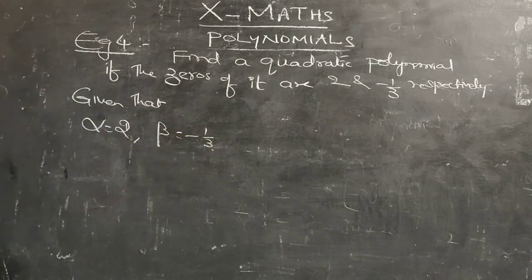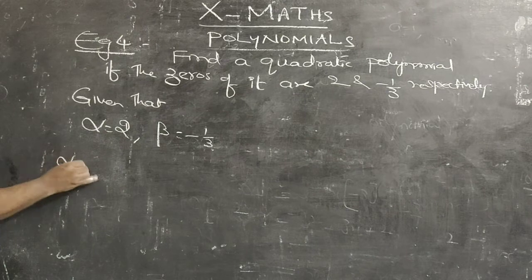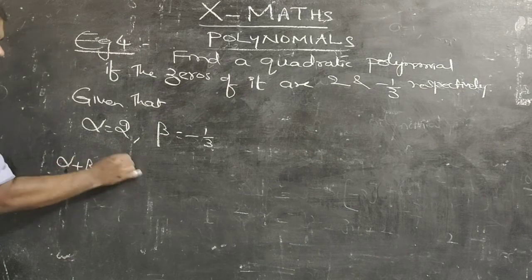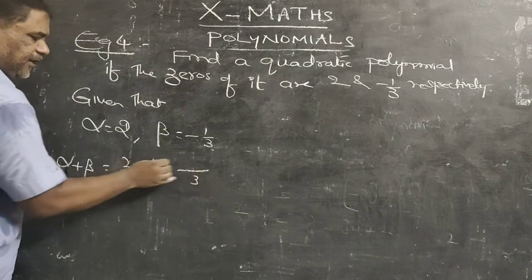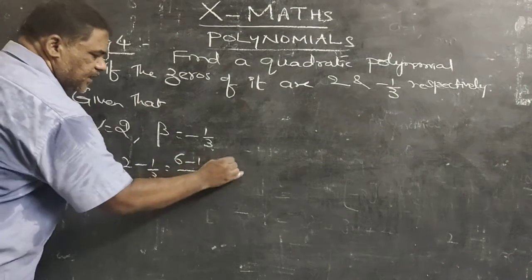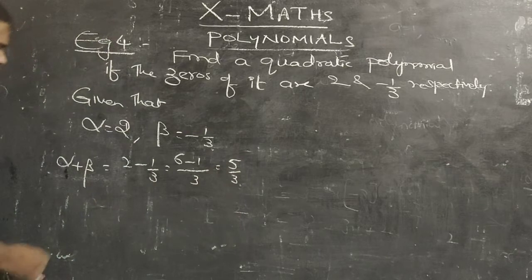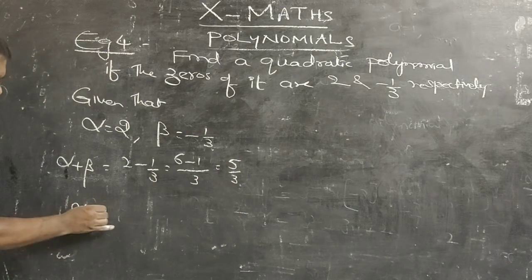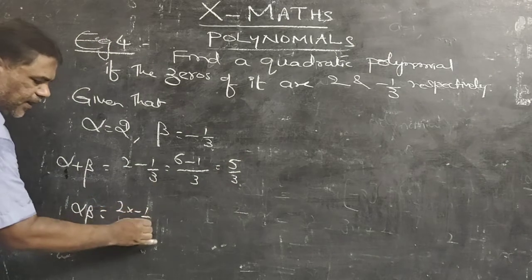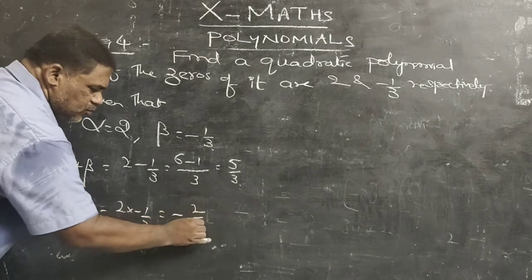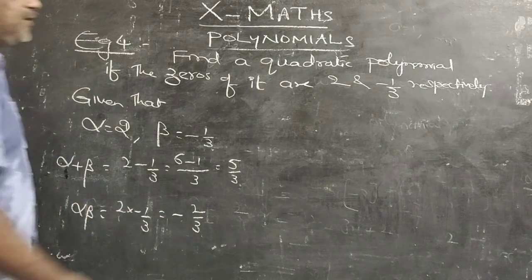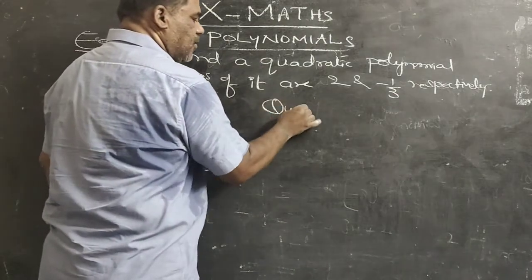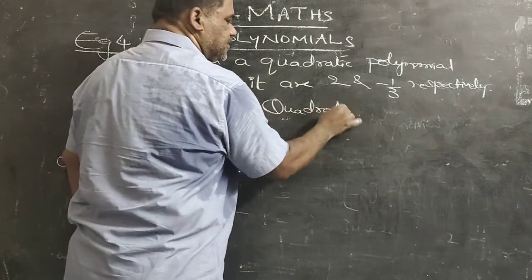Zeros of the polynomial are given. Now we have to find alpha plus beta first, that is 2 minus 1 by 3. LCM is 3. 3 2s are 6 minus 1, that is 5 by 3 we will get. Next we have to find alpha into beta. 2 into minus 1 by 3, that is minus 2 by 3. After getting alpha plus beta and alpha into beta, now we have to write the quadratic polynomial.